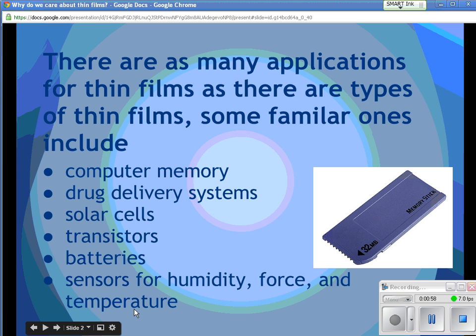There are many applications for these thin films, now that you've seen what one looks like. And some of the familiar ones include devices that we use all the time: computer memory, solar cells, transistors, batteries. Drug delivery systems also use thin films, meaning ways that drugs are automatically given to patients in hospitals and such. And sensors for humidity, force, and temperature are other applications you might not think of right away, but that are close to the application my group is working on.